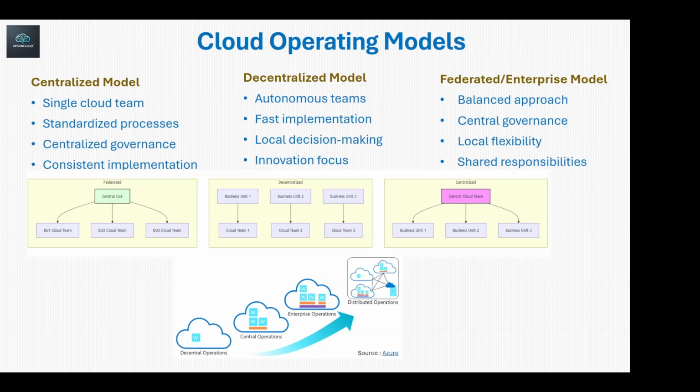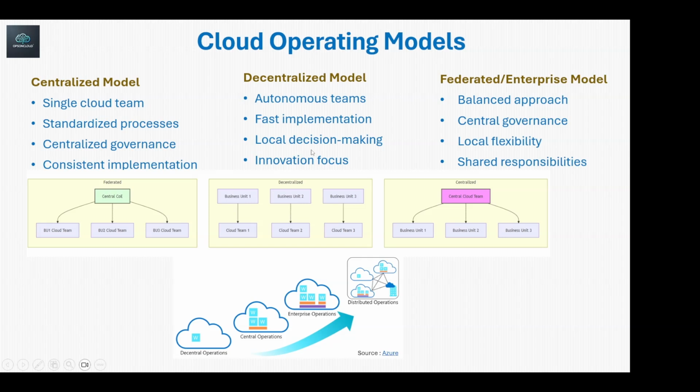All right, everything has to go to the central cloud team and get approved, and they have to verify whether it is applicable for everyone, whether it is beneficial for everyone. They have to make a change in the centralized principles that they have for their organization. So that is the centralized model.